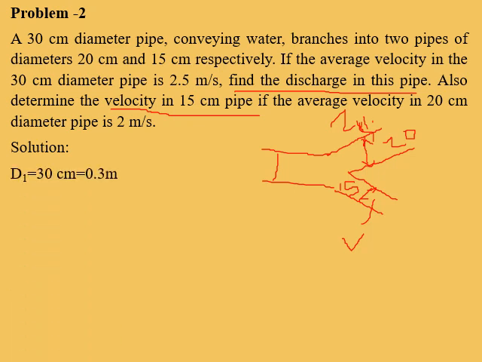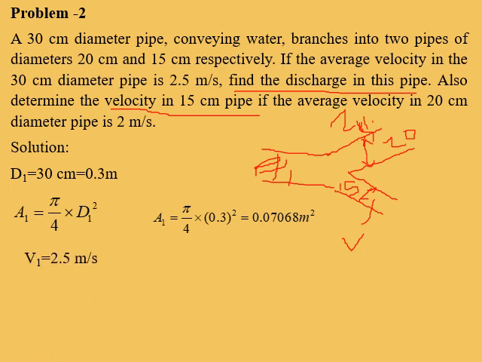So here the diameter at section 1 is given. Take it as diameter D1. Diameter 1 is 30 centimeter, that is 0.3 meter. Find the area by using the formula pi d square by 4, with diameter D1, and the area is 0.07068 meters square. The velocity is given.